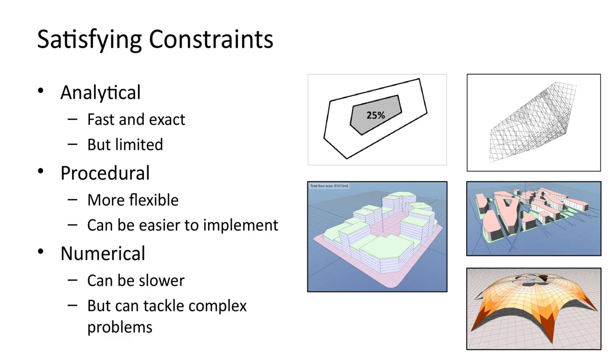Numerical approaches use some kind of iterative solver. This can make them slower. But they can be used to tackle more complex types of problems. The solutions are usually approximations. So they may also be less exact. The images show a number of examples that we will look at. In the next slides, we will briefly look at an example of an analytical approach. In subsequent videos, we will look at examples of the procedural and numerical approaches.